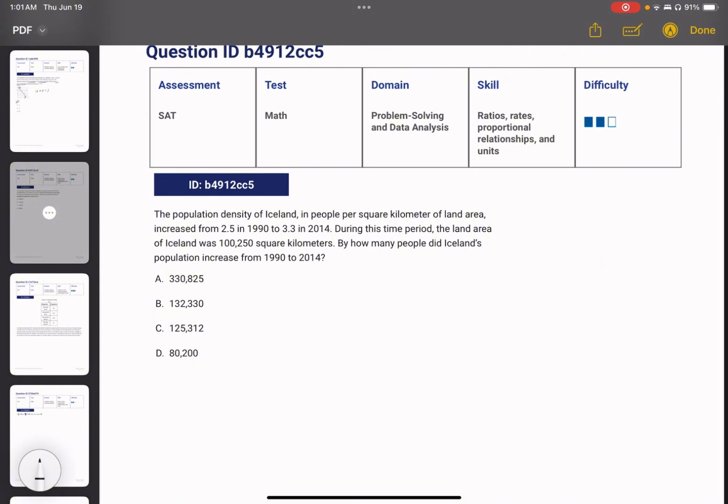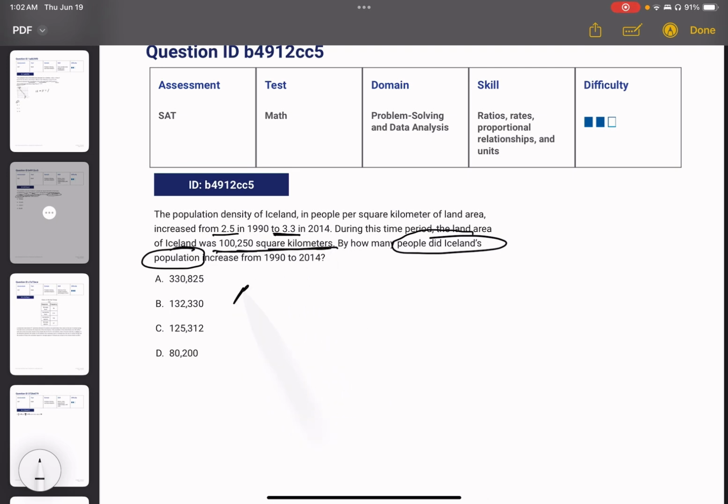Okay, looking at this last problem, the population density of Iceland in people per square kilometer of land area increased from 2.5 in 1990 to 3.3 in 2014. During this time period, the land area of Iceland was 100,250 square kilometers. By how many people did Iceland's population increase from 1990 to 2014? So we're looking for the increase in population. So we have the population density and the land area.